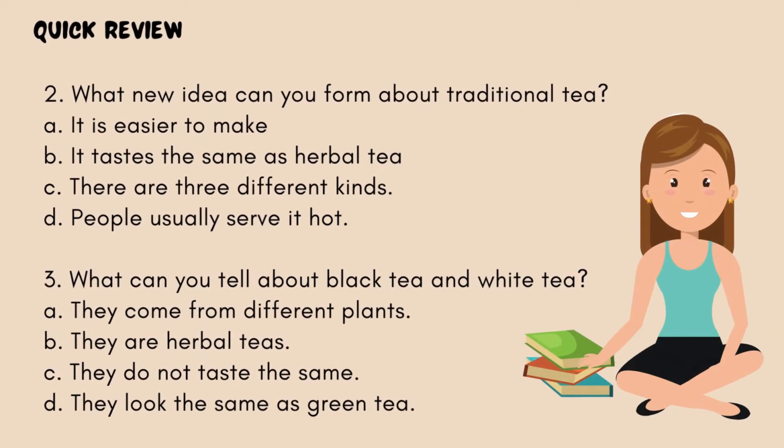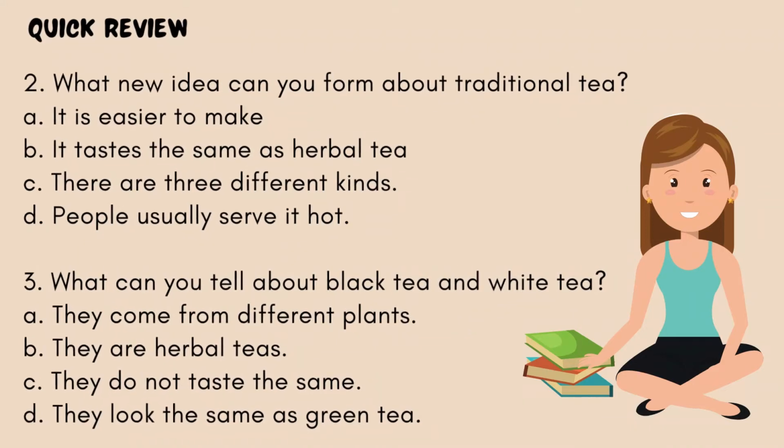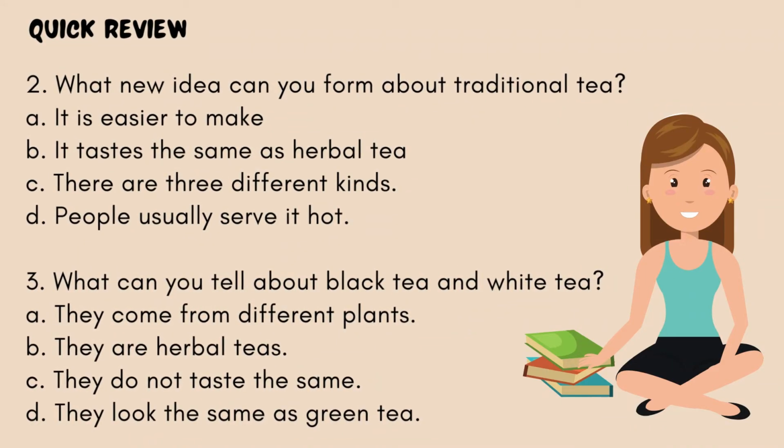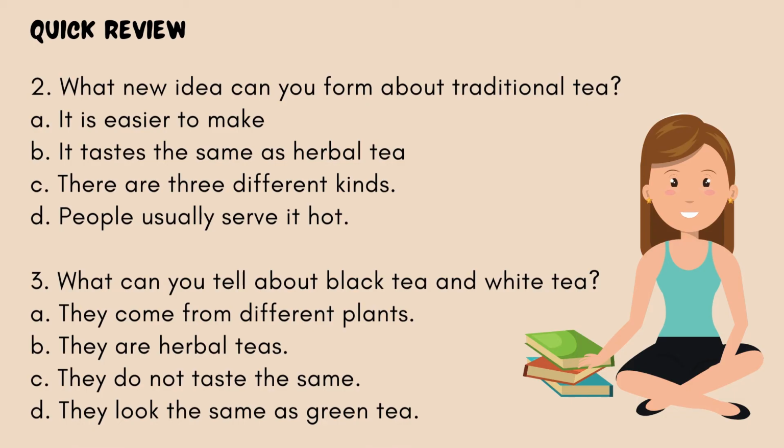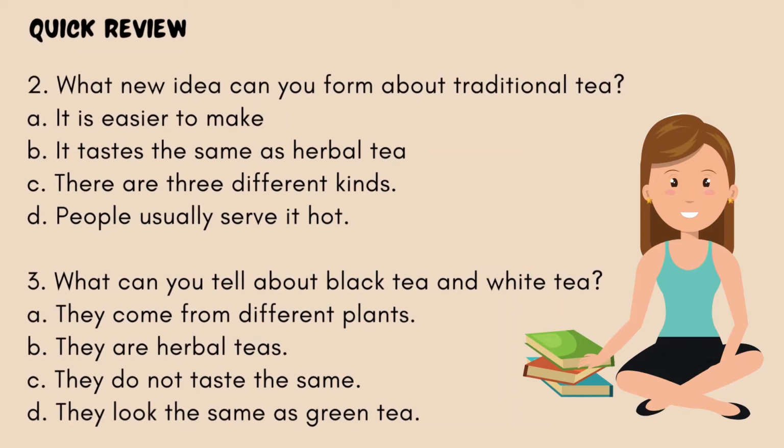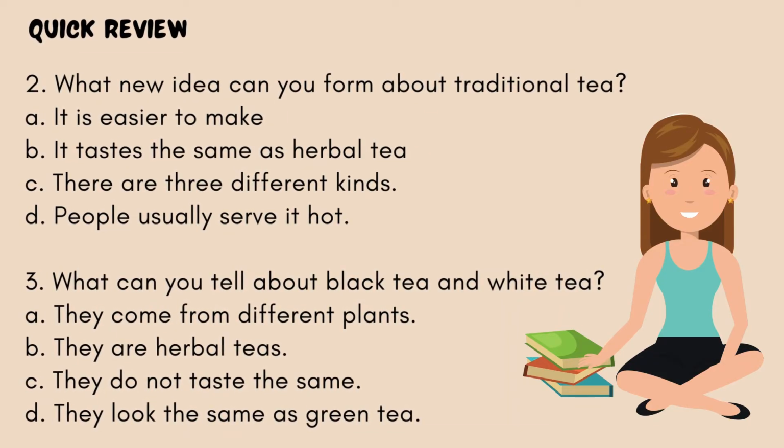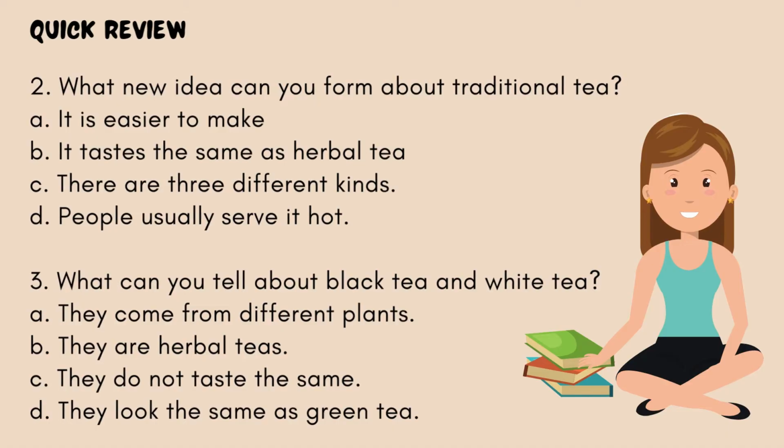Number 2. What new idea can you form about traditional tea? A. It is easier to make. B. It tastes the same as herbal tea. C. There are 3 different kinds. And D. People usually serve it hot. Number 3. What can you tell about black tea and white tea? A. They come from different plants. B. They are herbal teas. C. They do not taste the same. D. They look the same as green tea.